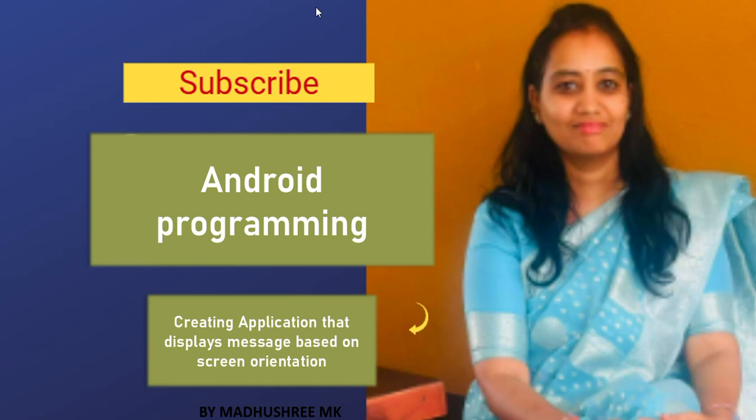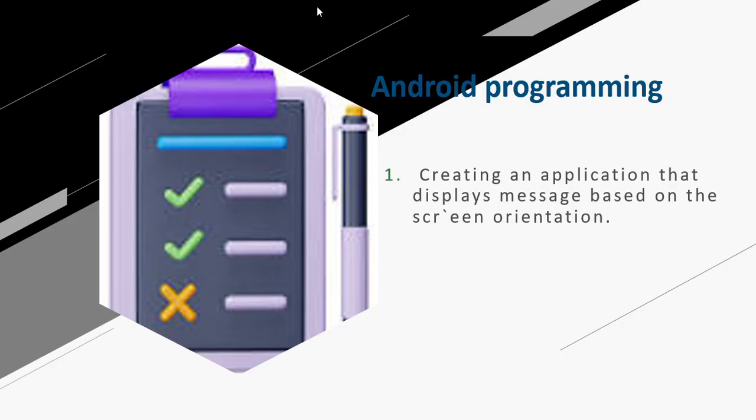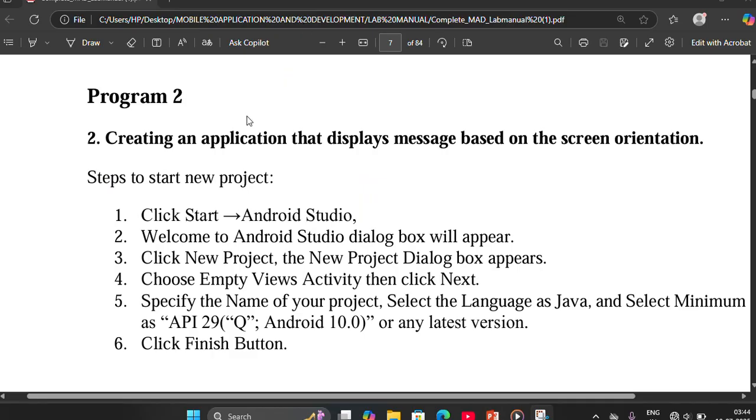Everyone, today we are going to discuss how to create an application that displays according to screen orientation. That means a message will be displayed on the screen, like whether you want to see the screen in landscape or portrait mode. So this is just a program that displays a message on the screen orientation. This is your lab program number 2 as far as BCU University is concerned.